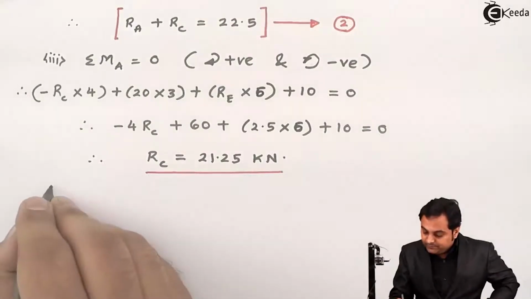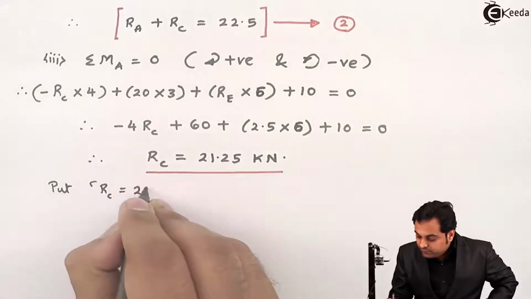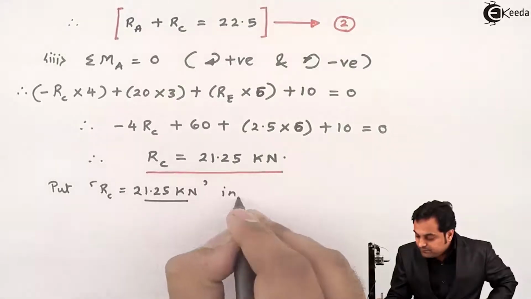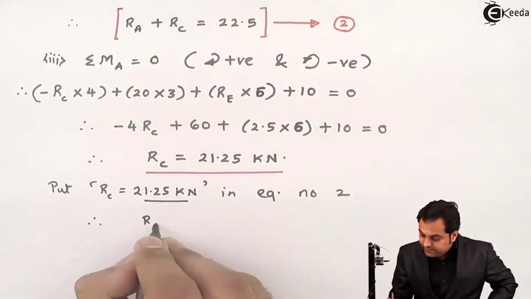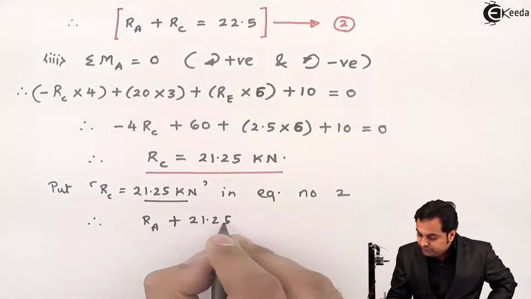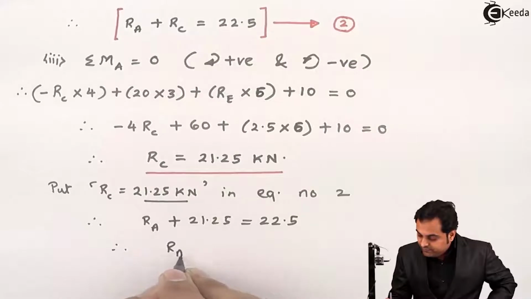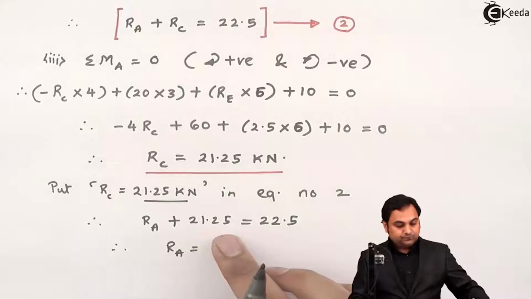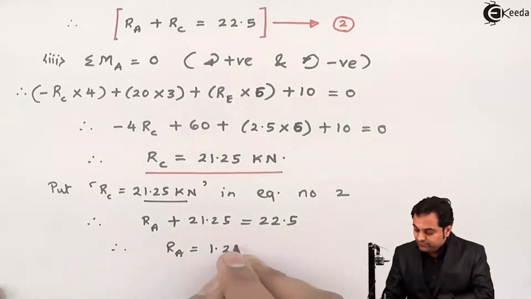Next I'll put Rc is equal to 21.25 kilonewton in equation second. So from that Ra plus 21.25 is equal to 22.5. So therefore Ra value will be 22.5 minus 21.25 and that gives me an answer as 1.25 kilonewton.